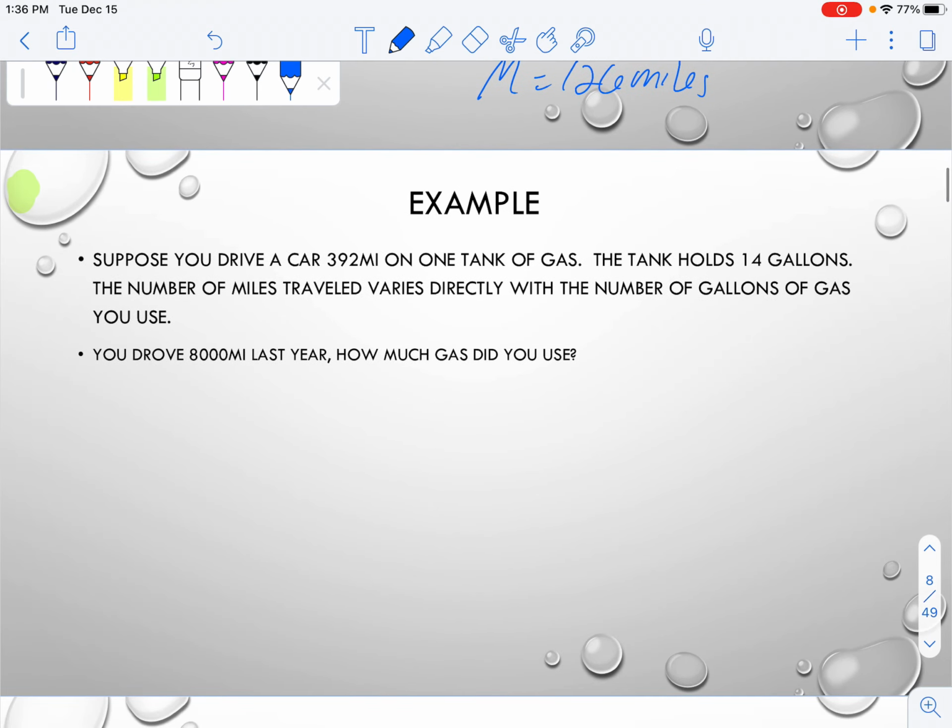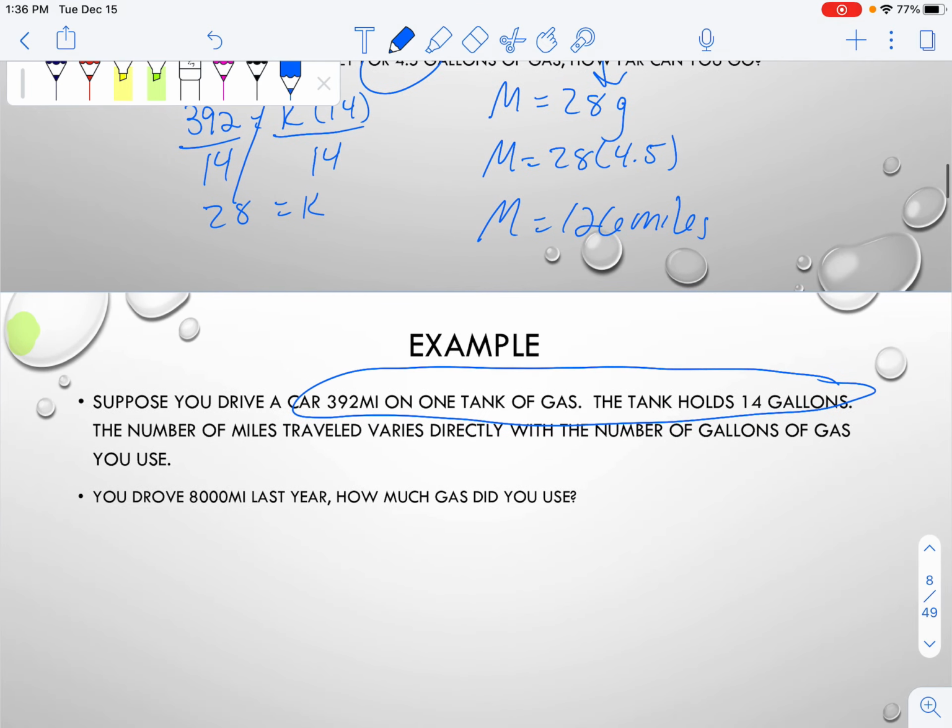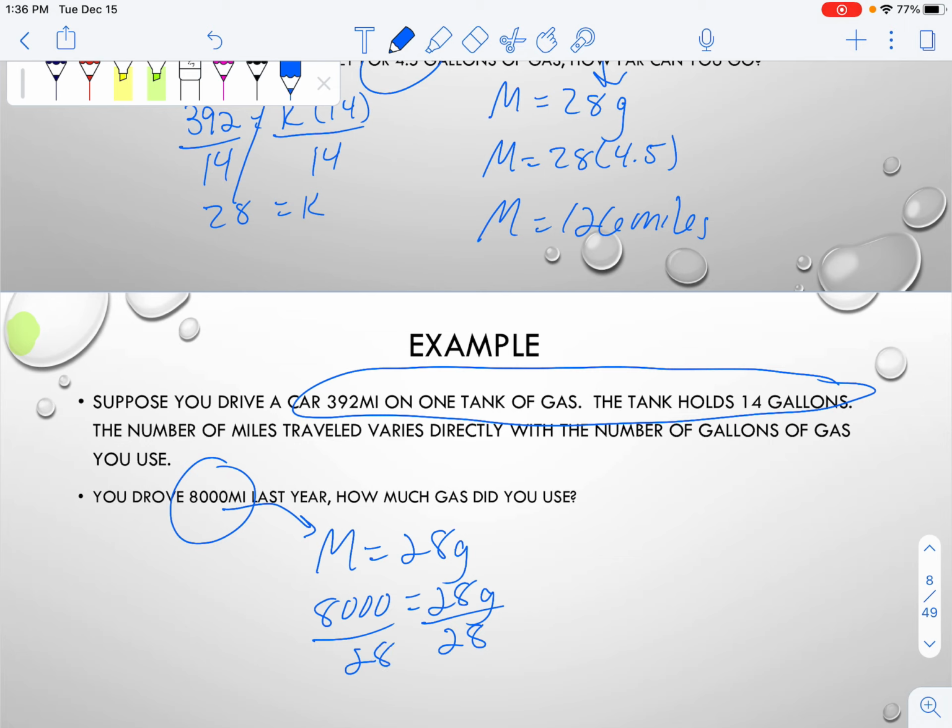Same fact here, so we can reuse our equation. You drove 8,000 miles last year. How much gas did you use? Now we're plugging in 8,000. Let's write our rule here: M equals 28G, so 8,000 goes here. Now we're solving for the number of gallons. So 8,000 divided by 28 gives us 285.7. Or, excuse me, 285.7 gallons of gas.